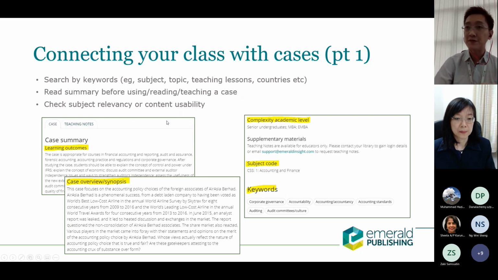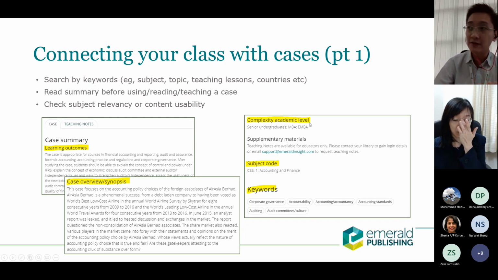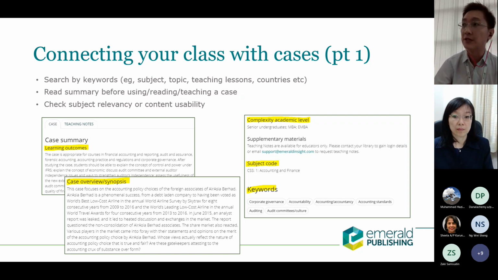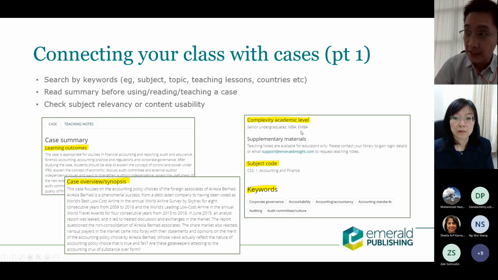Here is an example under the case itself. The case summary will always tell you the learning outcome, and also the synopsis. This is just a short read, probably about 200 words, probably less, around 100 to 150. So it's a short read for you to know what this case is about. Following that, you can also see who this case is suitable for. The case author will always suggest the level of usability. For example, AirAsia is for senior undergraduates. It's also suitable for MBA and also for EMBA as well.